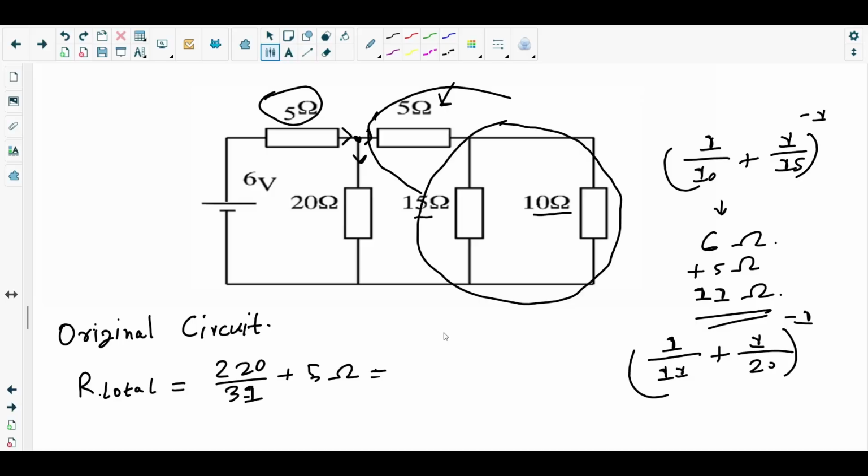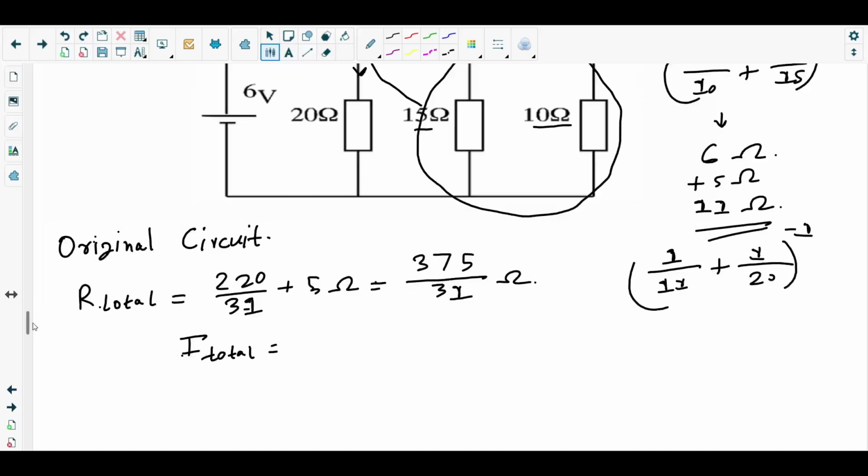I total is I equals V over R. So 6 over 375/31 gives 62 over 125 amps. We got the total current in the circuit. Now we will find the current and voltage across each of the sections one by one.